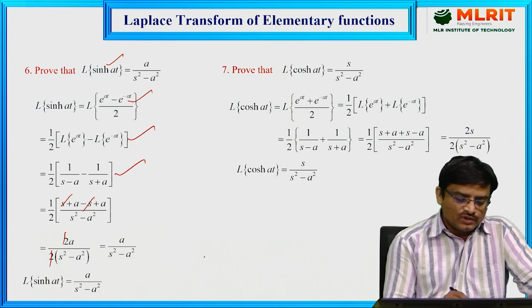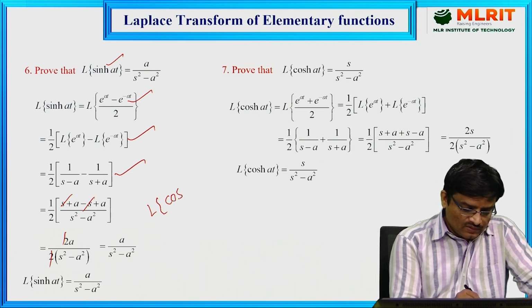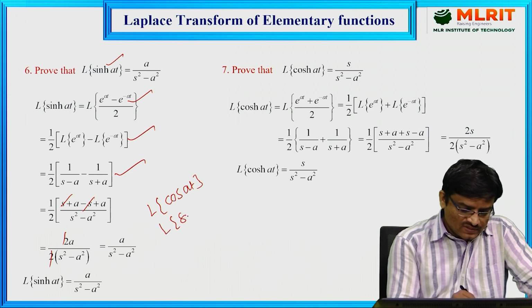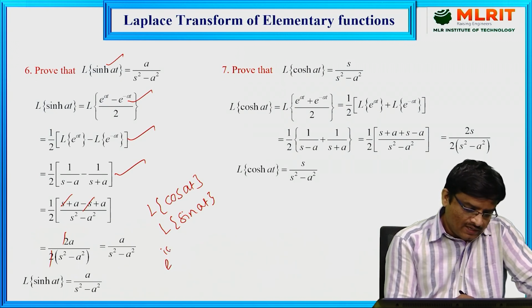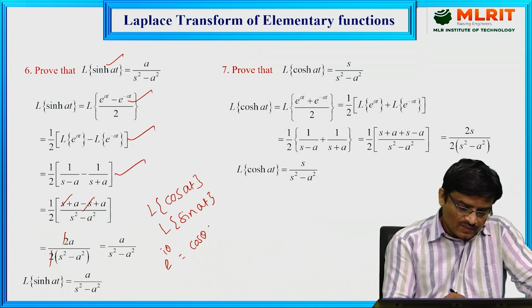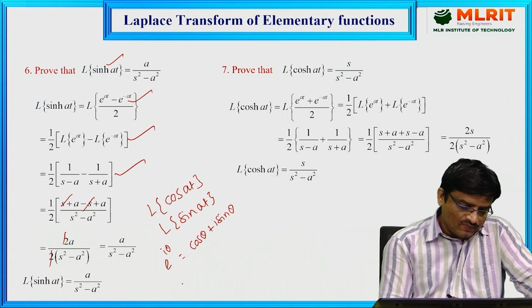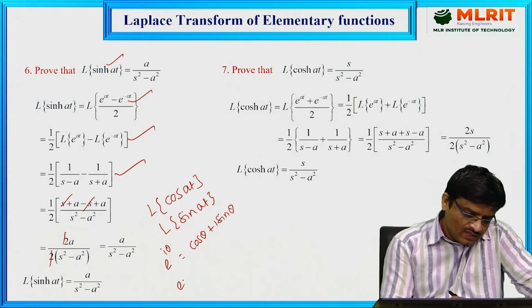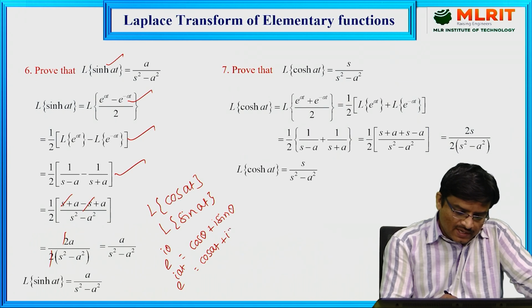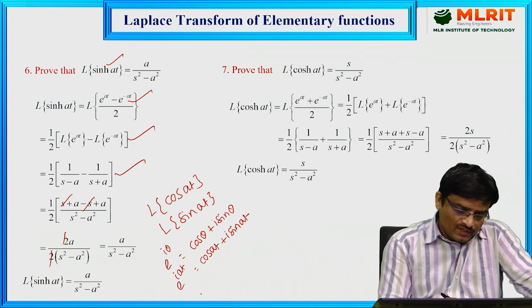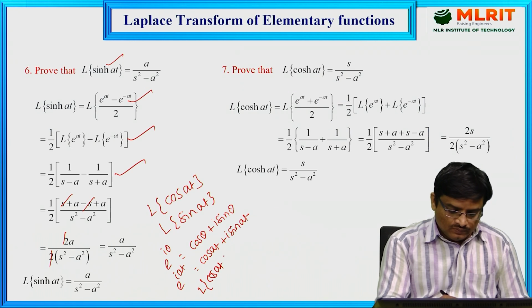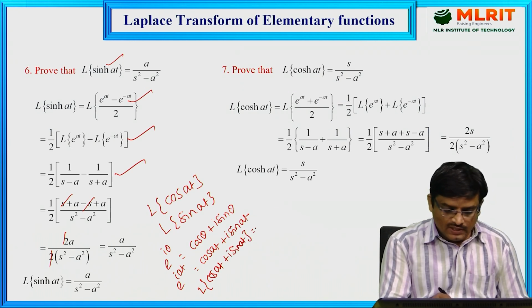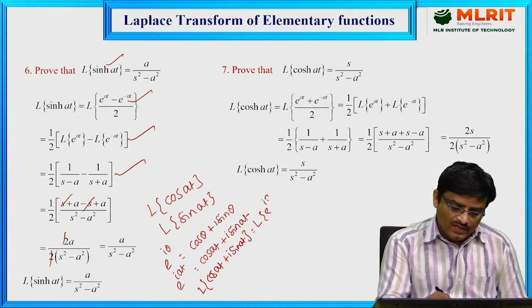Now we will discuss one more thing, that is the Laplace transform of cos at and the Laplace transform of sin at. In the lower classes we have seen that e power i theta is equal to cos theta plus i sin theta. Now take the help of this, because we know the Laplace transform of the exponential function. So we can take e power i at is equal to cos at plus i sin at. Now apply the Laplace transform on both sides here. So the Laplace transform of cos at plus i sin at is equal to the Laplace transform of e power i at.